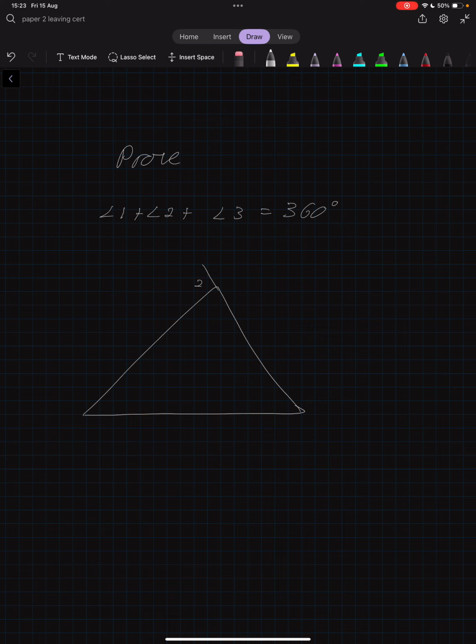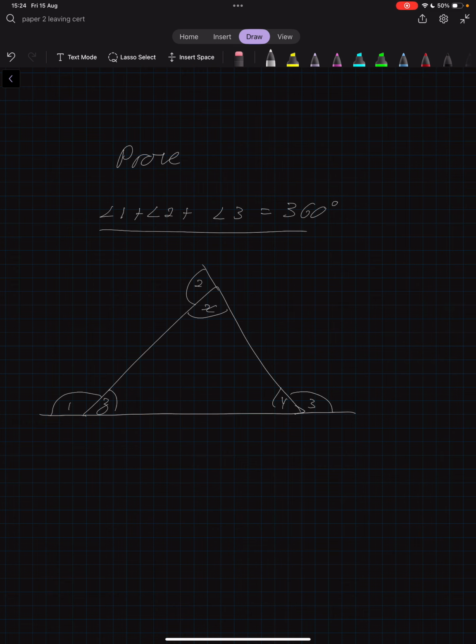That's angle 2. That's angle 1, sorry. This is angle 3. This is Y. This is Z. This is X. So prove all these. So basically, this is what you're trying to prove.